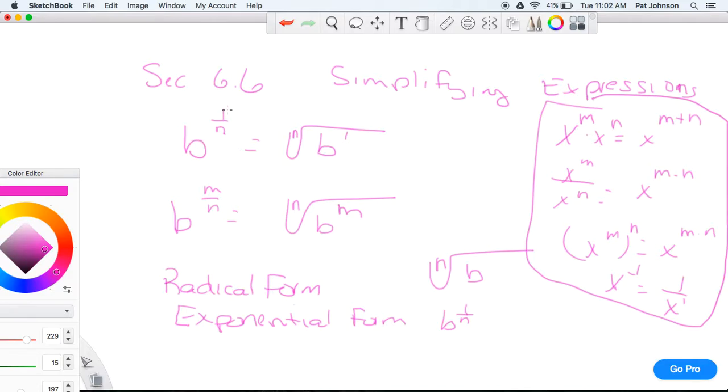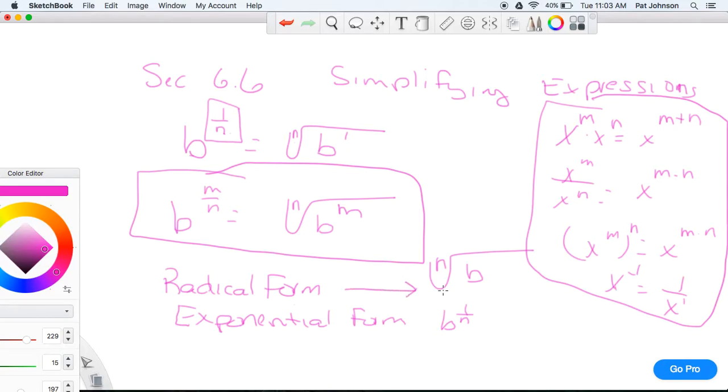b to the 1 over n. So we're talking about radical form and exponential form with rational expressions. What does rational sound like? A ratio. What's a ratio? It's just a fraction. So if you have base b to the 1 over n, this is your exponent. The denominator, n, is your index, and 1 is your power of b. So b to the 1 over n is equal to the nth root of b to the first. So the general formula or property is if you have b to the m over n, it's equal to the nth root of b raised to the m power. All right?